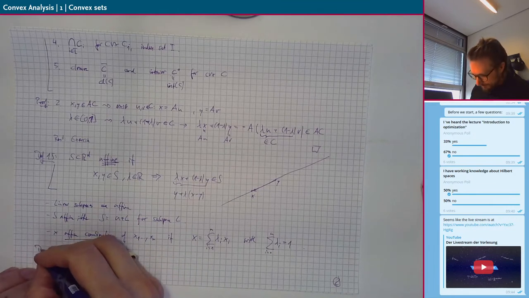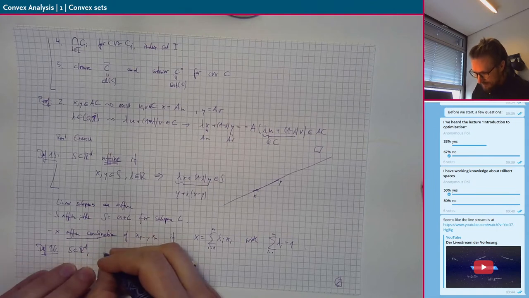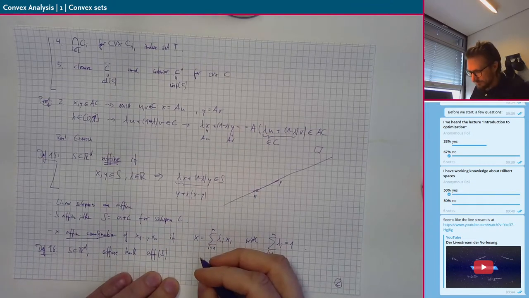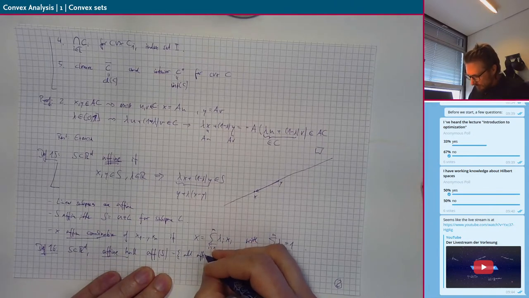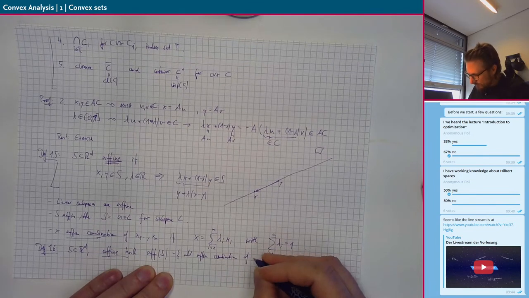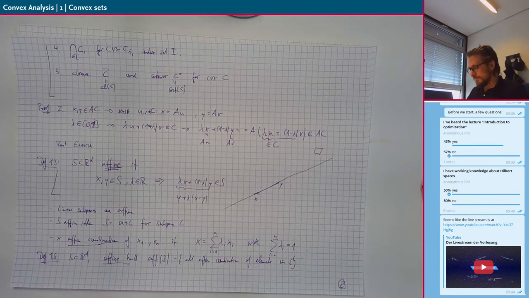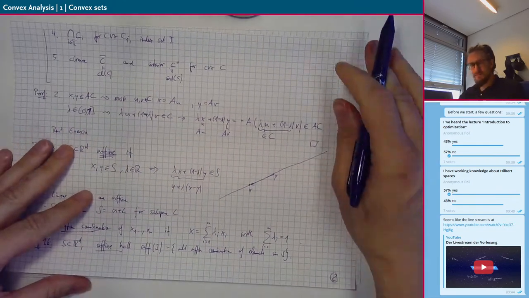So then, of course, you could also define the affine hull. For some set S in R^d, the affine hull, called aff(S), is the set of all affine combinations of elements in S. And again, alternatively, we could say that the affine hull is the smallest affine set which contains S. So if you have two points here, then that would be the affine hull already. And if you have three points, it would be the full sheet of paper, so the full R^2.